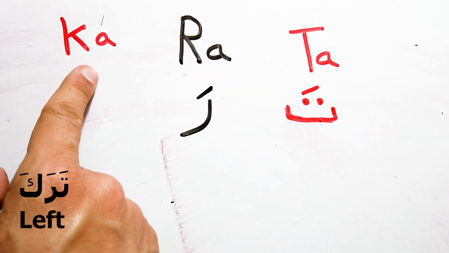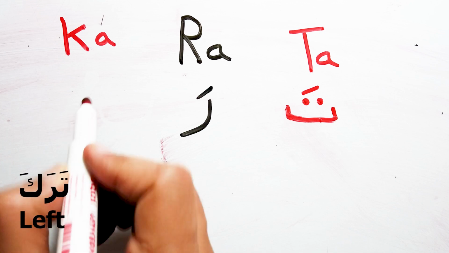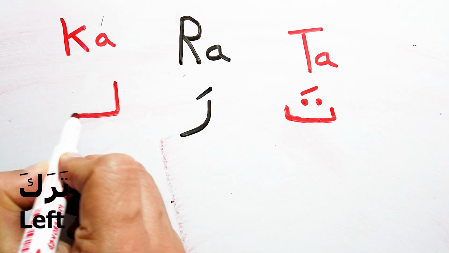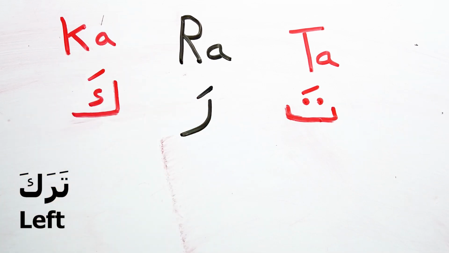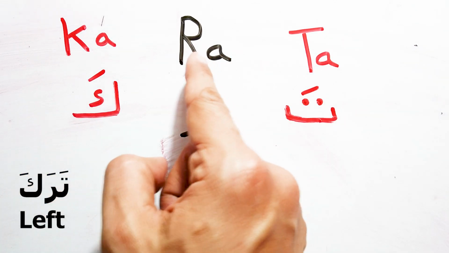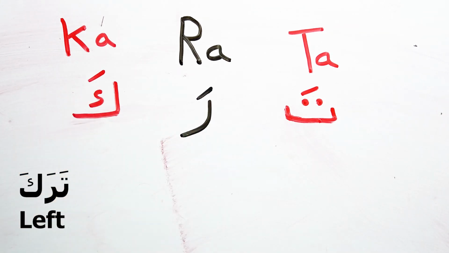And now here we have ka. It's not qa, it's ka. It sounds like English. Ka is this letter. And I must add this mark on the top. Ta, ra, ka.